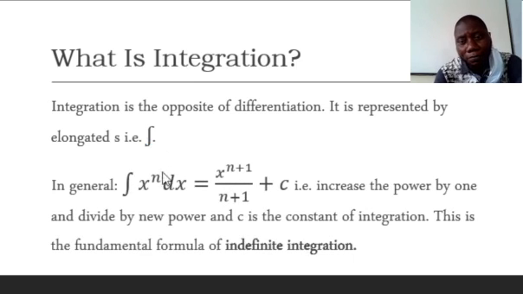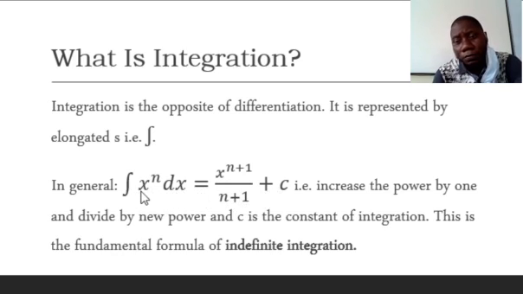And generally, if you have a function x raised to power n to be integrated with respect to x, the simple process is to increase the power of x and then divide by the new power. That is what we have here. If I increase the power of x by 1, that will be x raised to power n plus 1. Then divide the term by the new power n plus 1, plus c. And that is the integral process of this function.